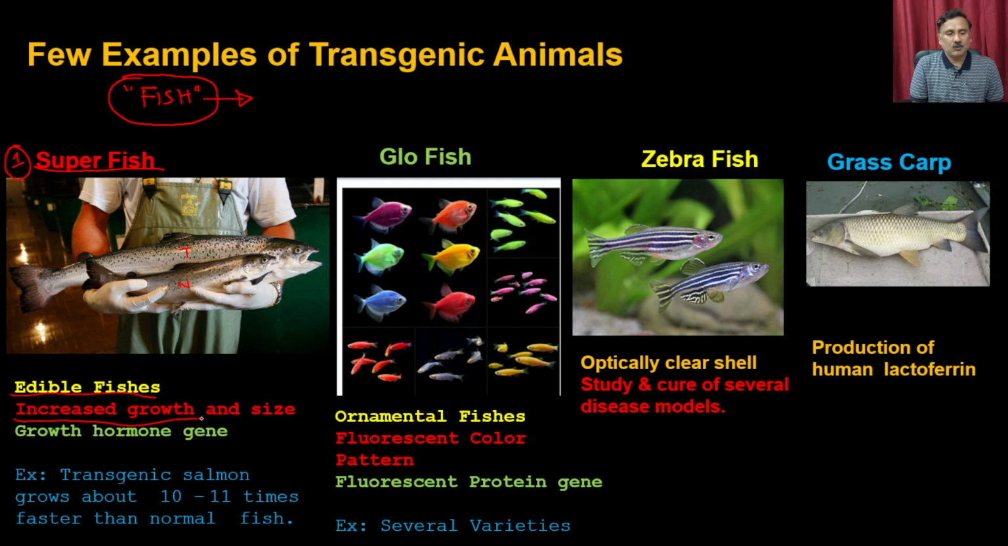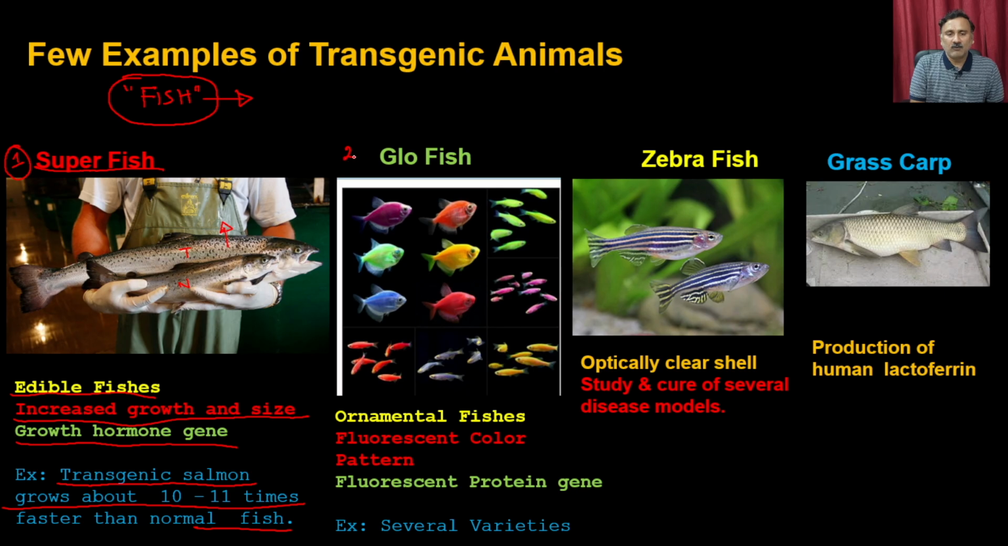It has increased growth and size, and why is it so big? Because the growth hormone gene has been integrated into the genome, and if you produce a very high quantity of growth hormone, it is going to give you an increase in length and body mass. For example, the transgenic salmon grows about 10 to 11 times faster than the normal fish. This is very important, because if the fish grows very big, it is going to have a very high volume, and it is also going to be good for consumption.